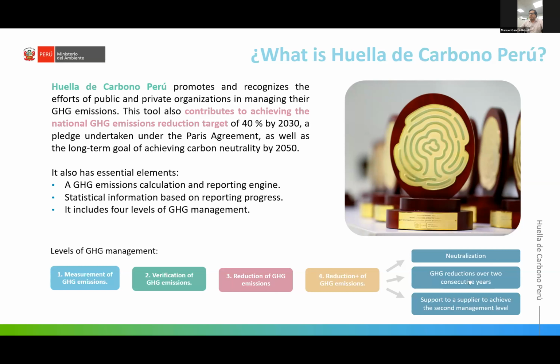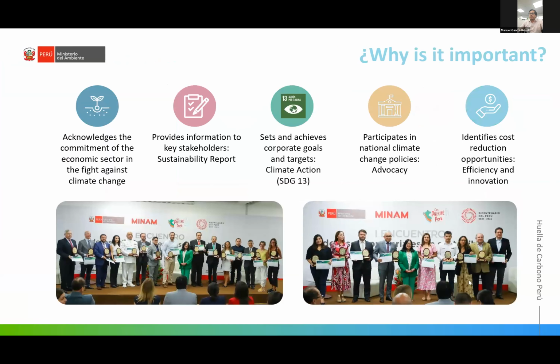In the next slide, we can note some of the benefits of the use of this tool. First of all, the companies registered under this tool gain recognition of the commitment of these entities to fight against climate change. Also, it's important to provide information to key stakeholders. For example, the results of the inventories can be included in the sustainability reports of the companies. It can also help to set and achieve corporate goals and targets.